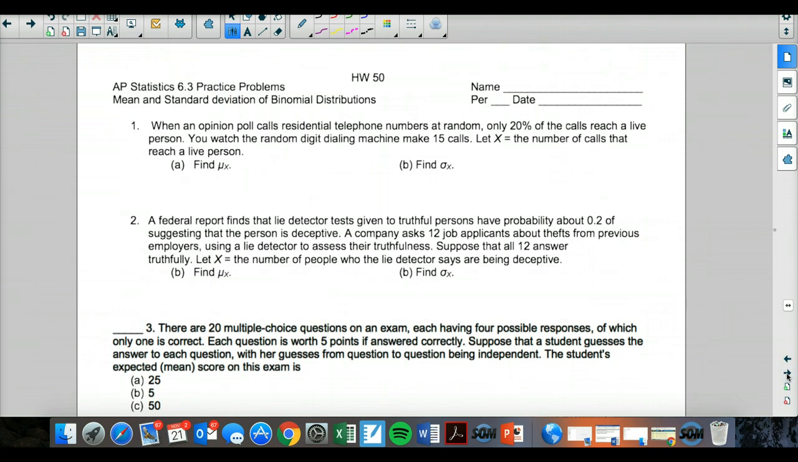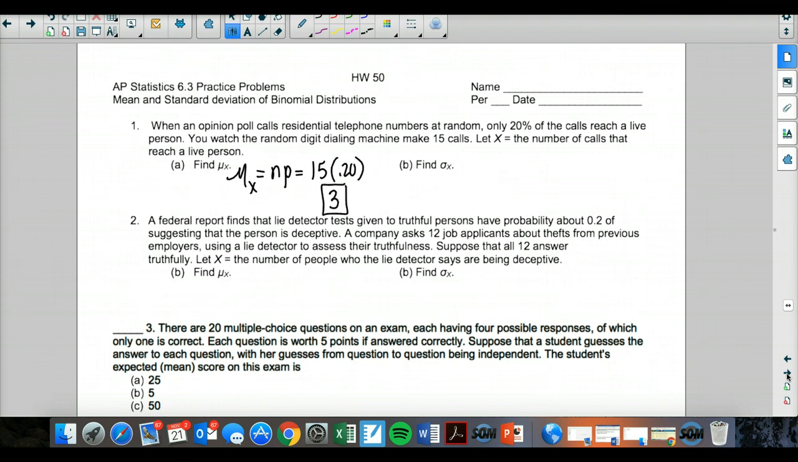When an opinion poll calls for residential telephone numbers at random, only 20% of the calls reach a live person. You watch the random digit dialing machine make 15 calls. So find mu sub x. Well, mu sub x is n times p, so that is 15 calls times 20%. So 20% of 15 is 3 calls.